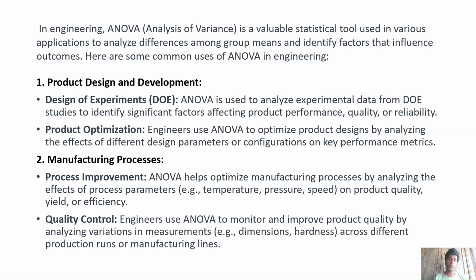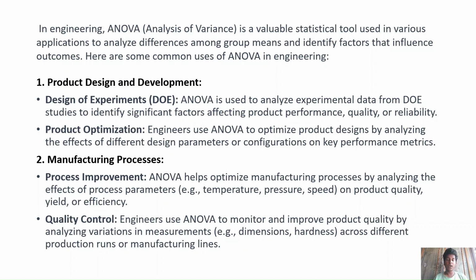In engineering, ANOVA, analysis of variance, is a valuable statistical tool used in various applications to analyze differences among group means and identify factors that influence outcomes. Here are some common uses of ANOVA in engineering. First, product designing and development.